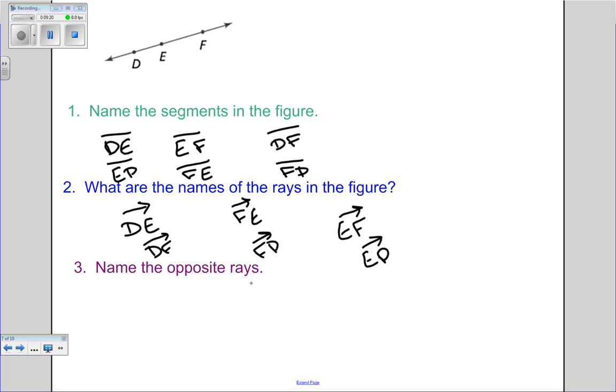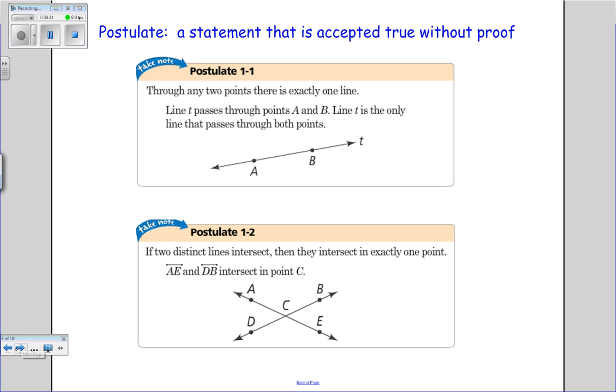Now the question is, which one of these are opposite rays? Which one of these have the common endpoint? These guys, right there. Ray EF and ray ED are opposite rays.